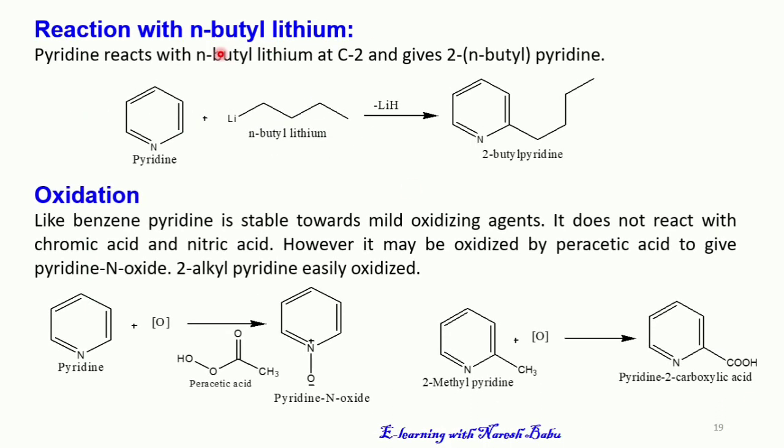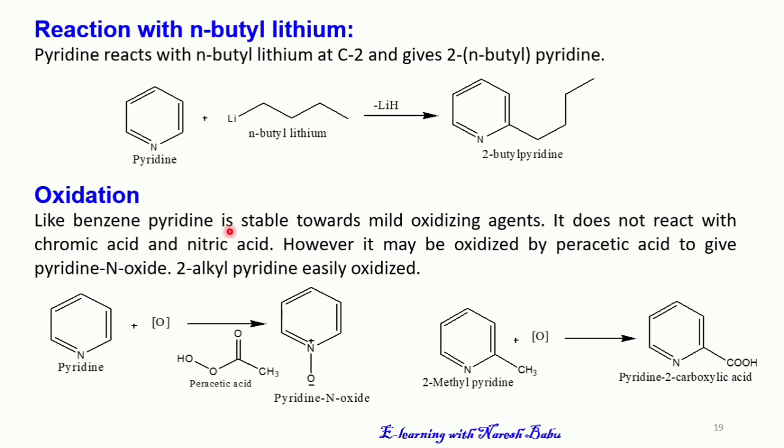So next, the reaction with N-butyl lithium. The lithium is reacting with the hydrogen at the second position. The nucleophilic substitution is going to take place. Lithium hydride is removed and this butyl chain is attached at the second position. 2-butylpyridine is given.